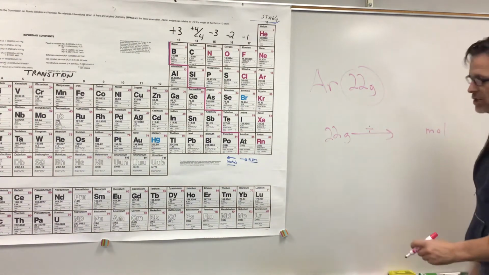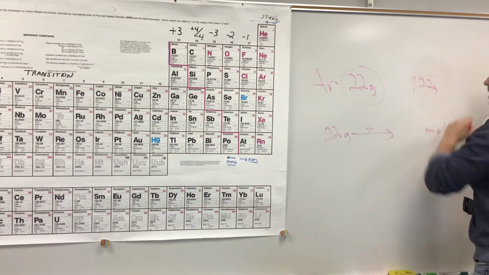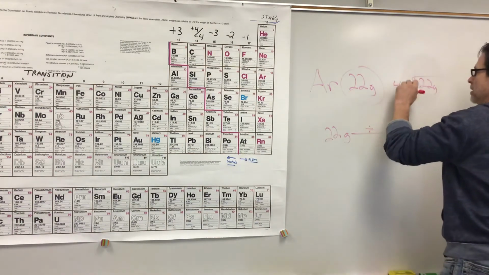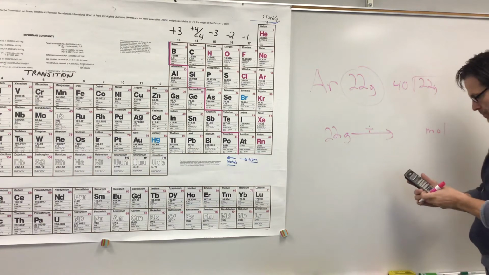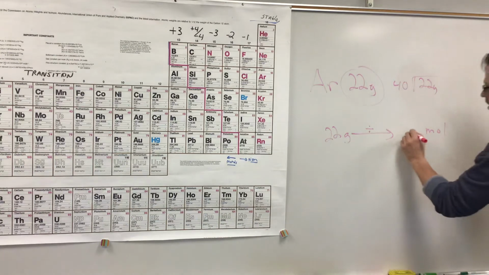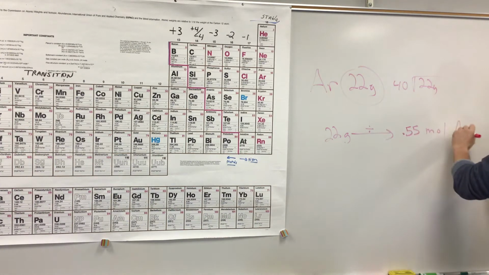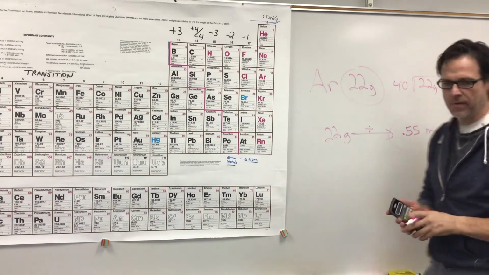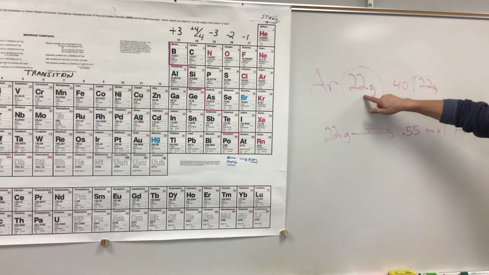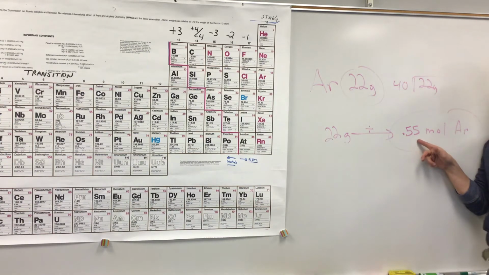So all I have to do is take 22 grams, okay? And I'm going to divide it by the molar mass. Argon's right here, it's 39.9, that's 40. So I'm just going to take 22, divided by 40, and that gives me 0.55 moles of argon. And that's my answer. Very simple, okay? So it said, how many moles are in 22 grams of argon? So 22 grams of argon, how many moles? Not even a mole, it's a little over half a mole, 0.55 moles, okay?